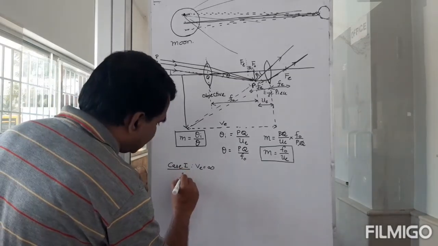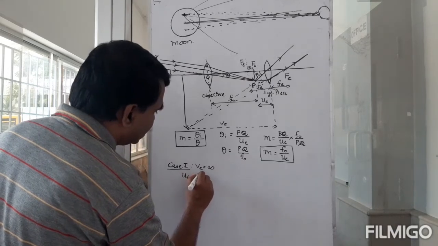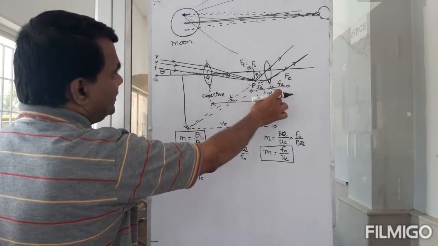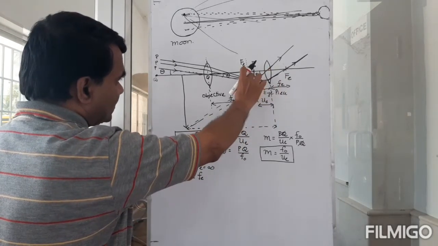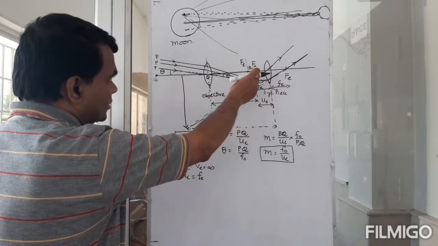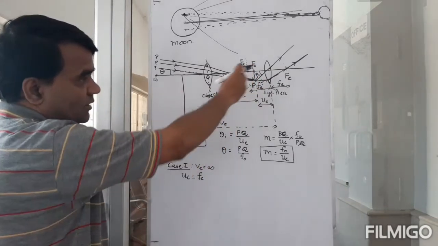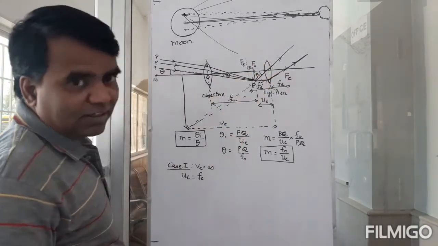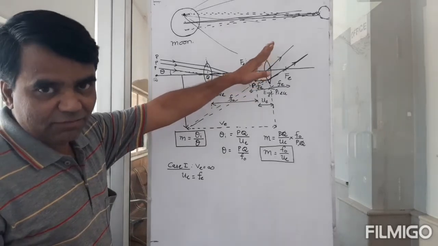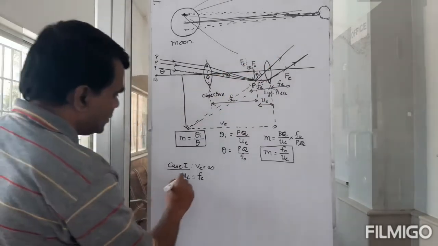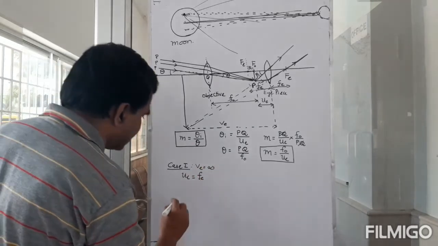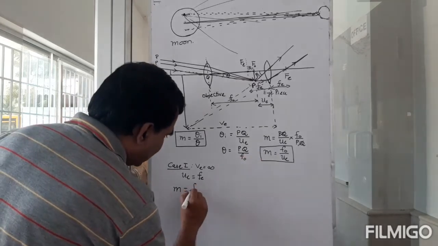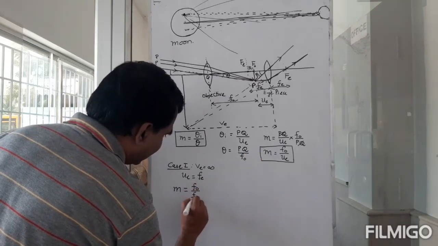My UE in this case is going to become Fe. So this distance UE will become Fe. If U is Fe, then the image will be formed at infinity, and I have the minimum angle with the instrument. Theta will have the minimum value here. So if U is equal to Fe, then what is the magnification here? The magnification M is going to be equal to f naught by Fe.